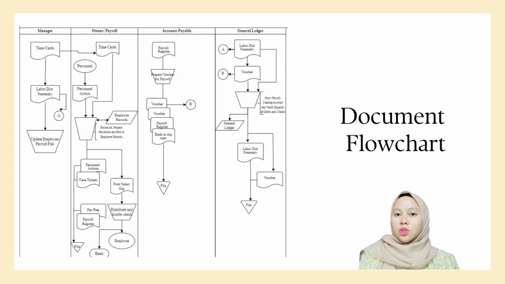The owner will also generate pay slips and double check them before distributing them to employees. After everything is checked, he will bank in the money through the online banking system. Next is accounts payable. From the data in the payroll register, the owner himself will prepare vouchers for the payroll and also the slip from the bank for salary. All these are then kept in the file.